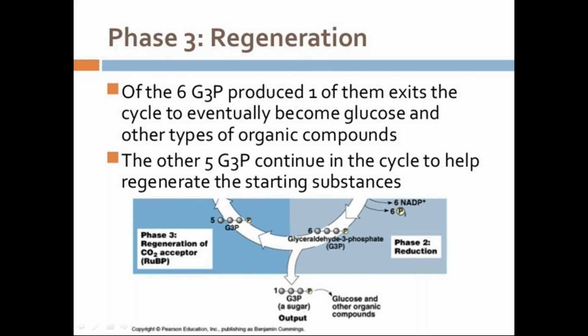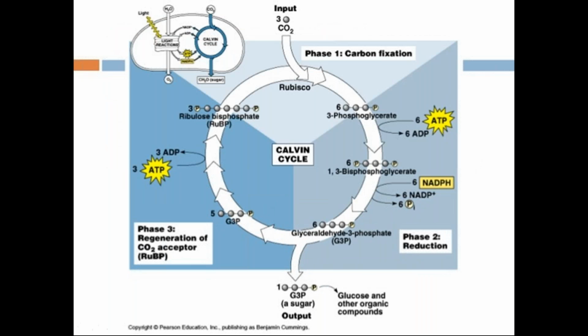Then the third process is regeneration. What is the regeneration process? Out of these 6 glyceraldehyde molecules, 1 molecule is used for the formation of glucose, and 5 molecules regenerate the RuBP molecule. And in this process, again 3 ATPs are used. Clear?